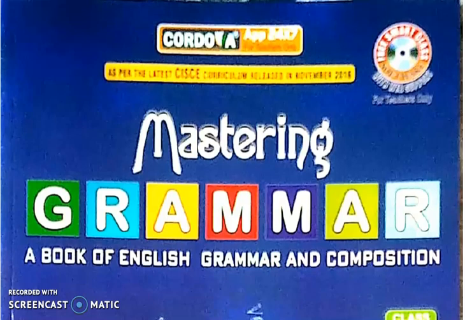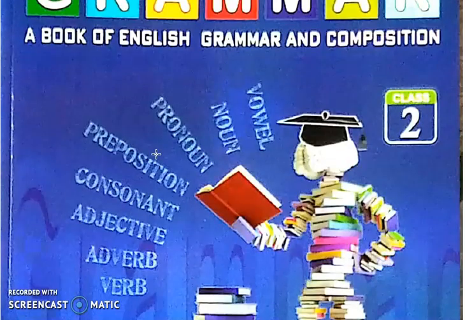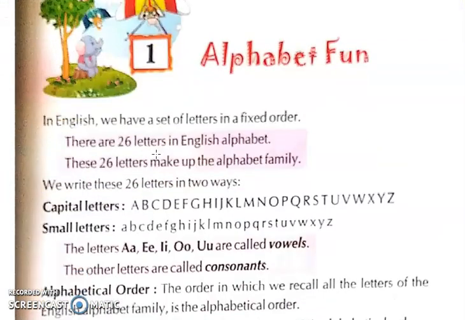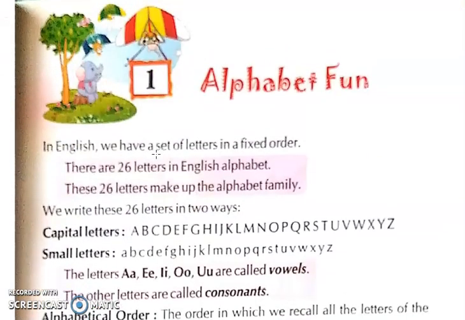Now first of all, see this. This is your book, Mastering Grammar Class 2. This is your book of English 1, that is English grammar. Today we will be starting chapter number 1, Alphabet Fun. This is just the revision of grammar which we have already done in class 1.